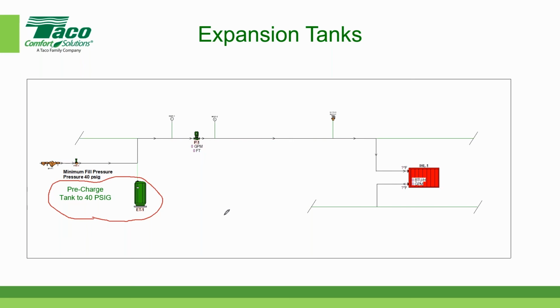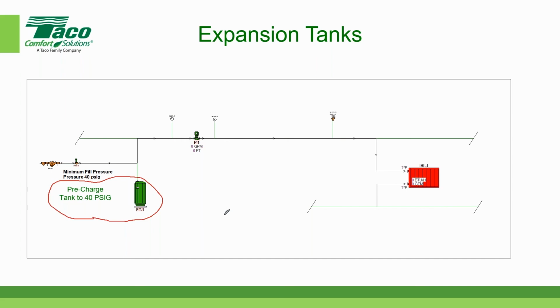Now, this answers one of the questions that came up earlier. How much pressure do we want on the air side of the tank? Well, you have to go through this calculation, knowing the height of the building, what you want for pressure at the top. You do your calculation, and that becomes the minimum or fill pressure for your expansion tank, which is also the air side pressure, which in our case is 40 PSIG. Any questions about that, Brett?